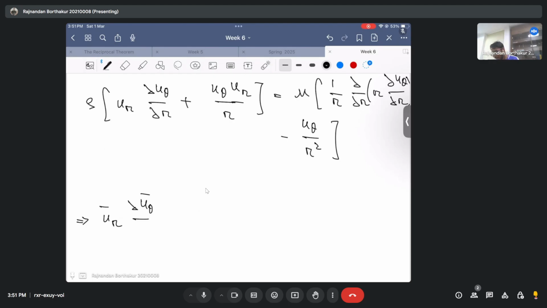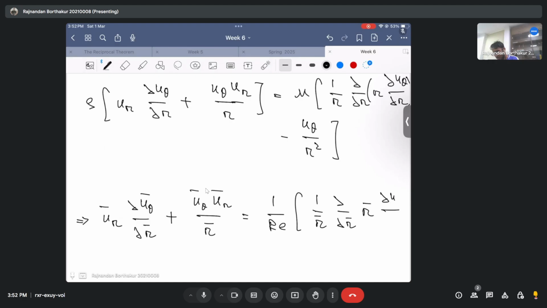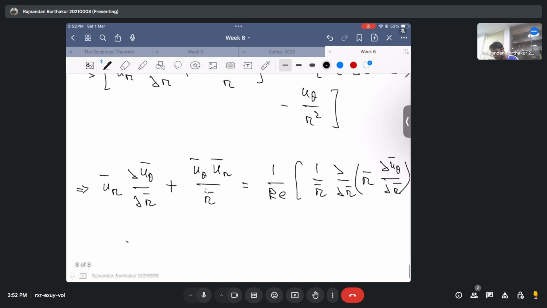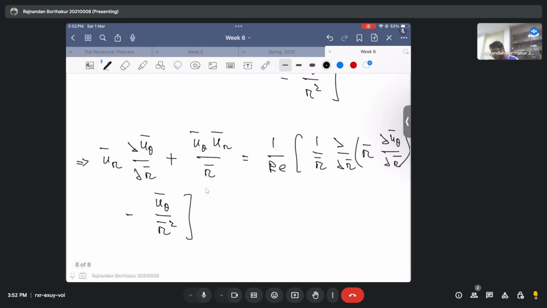So what we'll get is ur bar del u theta bar by del r bar plus u theta bar ur bar by r bar, equals 1 upon Reynolds number times 1 by r bar del r bar of r bar times del u theta bar by del r bar, minus u theta bar by r bar squared. So that's it. That's the non-dimensional theta momentum equation.